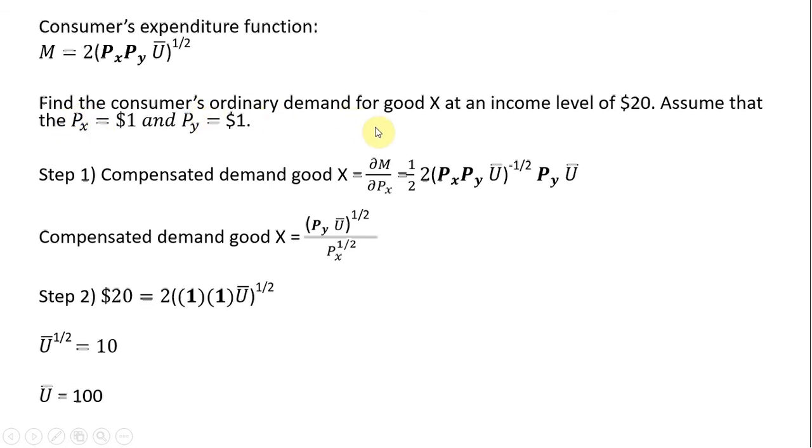We want to find the consumer's ordinary demand for good X at an income level of $20. And we're going to assume that the price of good X and price of good Y equal $1 each. Step one is to get the compensated demand for good X.